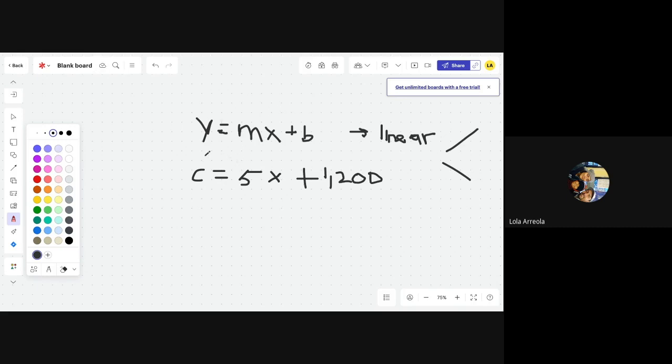So if I match the values, 5 would be my m term, because it's the number in front of the x variable. 1,200 would be my b term, also known as my y-intercept. So m is my slope, and b is my y-intercept.